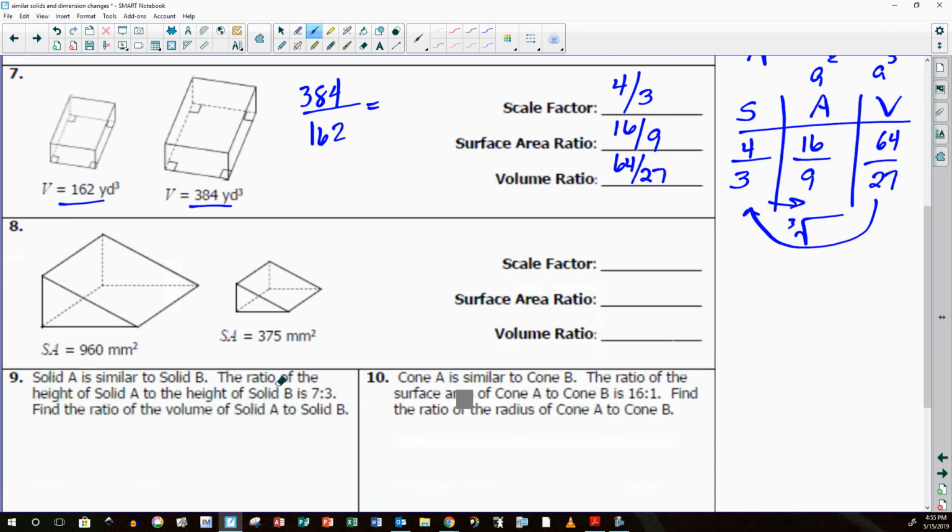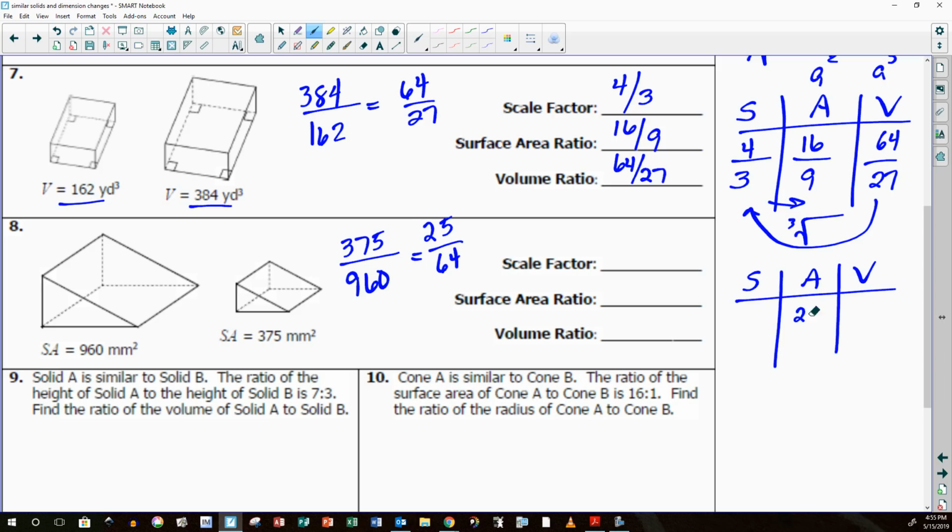So number 8 says 2 surface areas. So I've got 375 over 960. So I'm going to reduce them. I forgot to write this up here. I'm sorry. Okay, so I'm going to reduce these two. So 375 divided by 960. And then I'm going to do math, enter, enter to get my reduced fraction. So 25 over 64. So I did SAV.